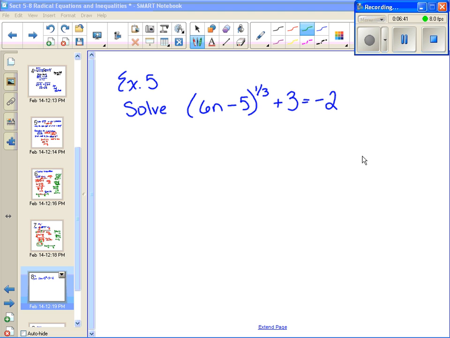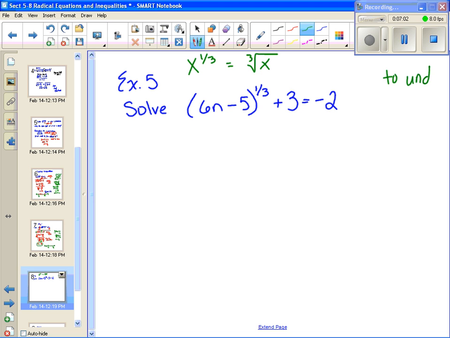All right, now this one might look a little different to you. Remember what a 1/3 power means. If you raise something to the 1/3, like x to the 1/3 power, remember that tells you it's a cube root. So this is just the cube root of something. So if you want to undo a cube root, think about what you would do. You're going to cube both sides.